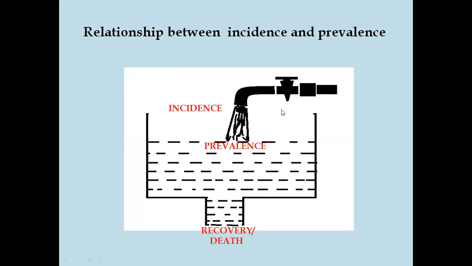Here is a picture which expresses very well the difference between incidence and prevalence. Here you can see a tub of water and a tap. Here it is the running water. So the running water which is coming here is incidence, meaning new water or new cases are coming here, and the water which is already present in the tub may be called prevalence.